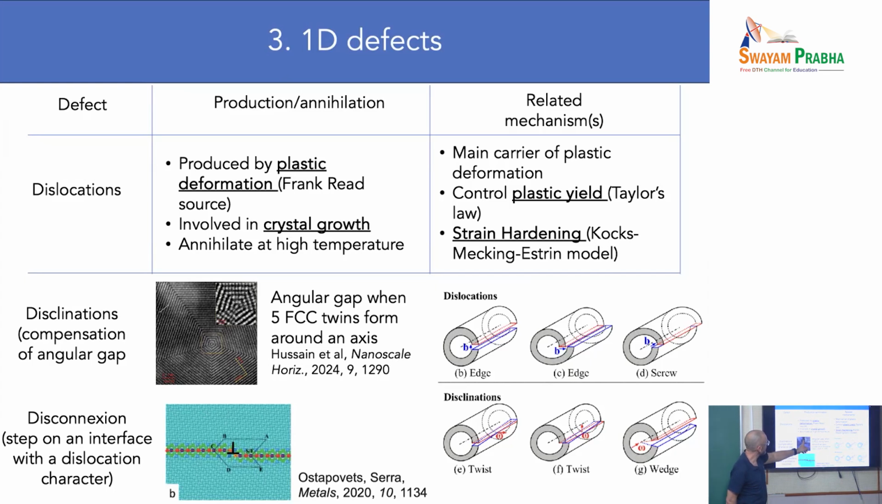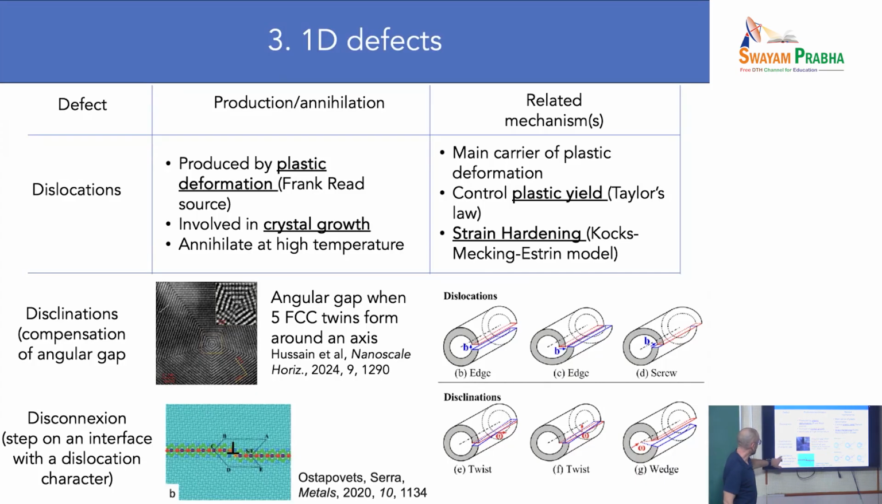You have here one FCC crystal. It's twin, again, twin, twin, twin. I have 5 of them. And then to glue them together in the middle here, I need a disclination. This is something that you see in nanowires. There have been a lot of studies on nanowires.